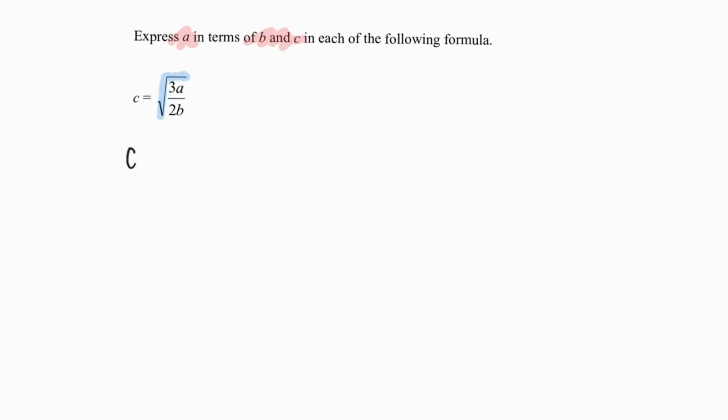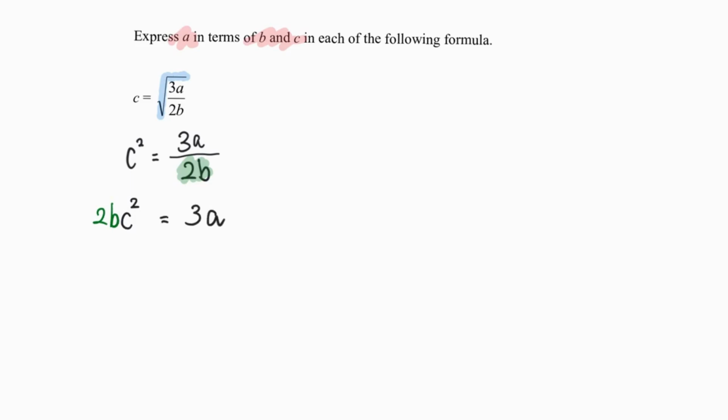We square both sides. So c square will be here. And when we square a square root, we do not have the square root anymore. And I saw a divide by 2b here. In order to make sure that we don't see this 2b again, I'm going to multiply 2b on both sides, so that you would see c squared multiplied by 2b is 2b c squared equals to 3a.